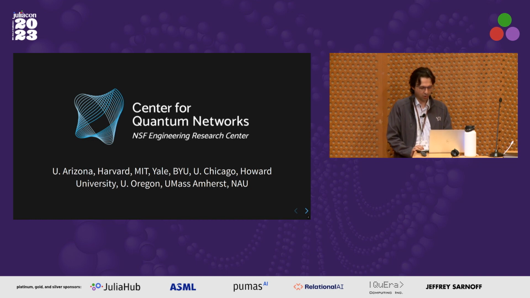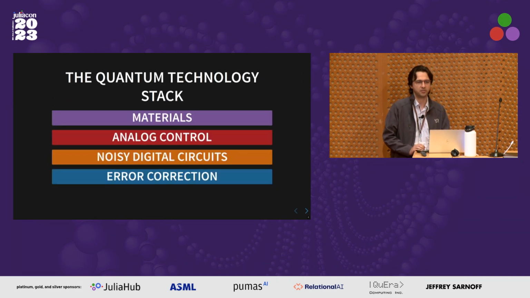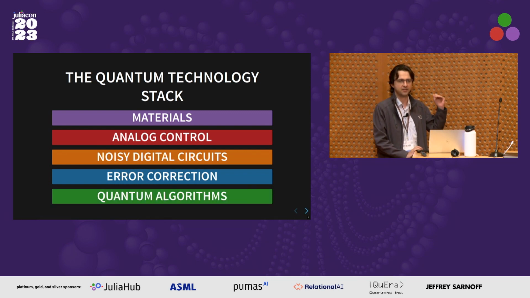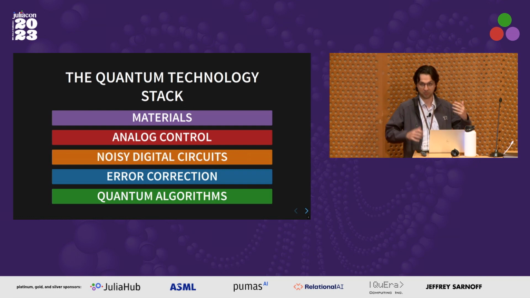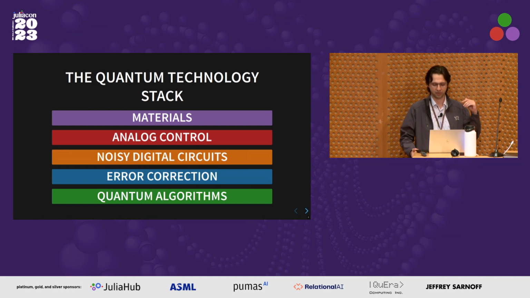So some of the goals in the center, to describe them, let's just briefly look through what we typically describe as the quantum technology stack. So we start from designing materials that have the necessary quantum properties, and there are many experimentalists in the center that are actually focusing on that work. Many of them also do analog control necessary to turn these into something that starts resembling probably noisy digital circuits, and there are other researchers, mostly theorists, that work on error correction and quantum networking and quantum algorithms in the center.